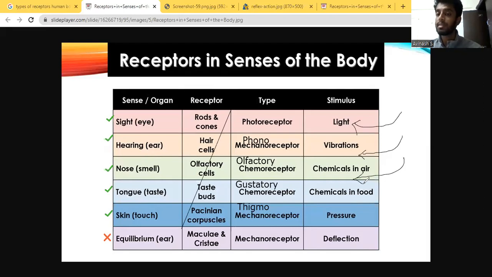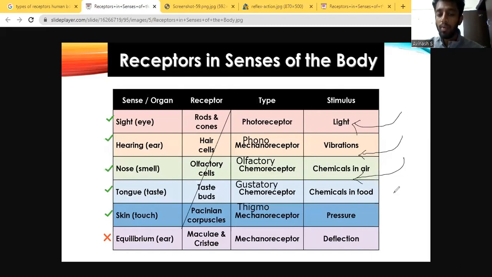Next is gustatory receptor. This is the information about taste. For example, if you try to eat something which is so sour or so spicy, then you immediately spit it out. That information is given by the gustatory receptor. So when we place something on our tongue, the nerve endings will send information to the brain on whether to swallow it or to spit it out.